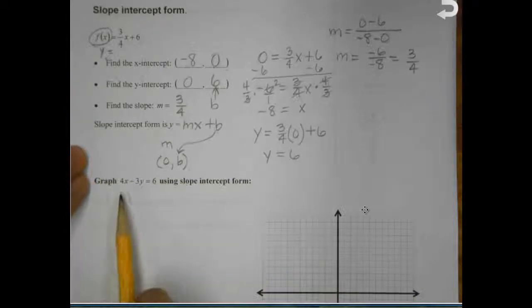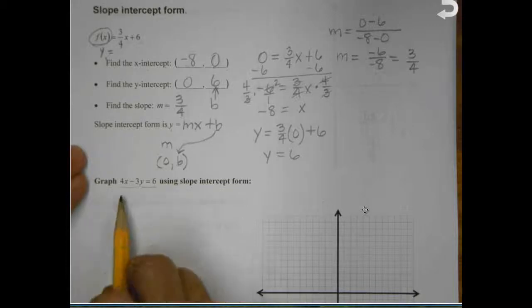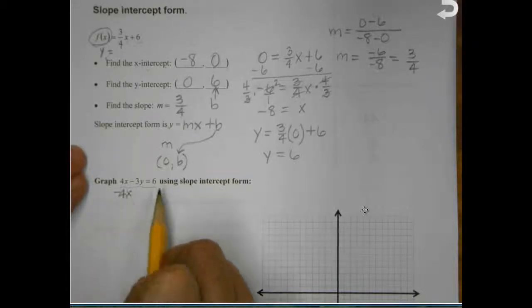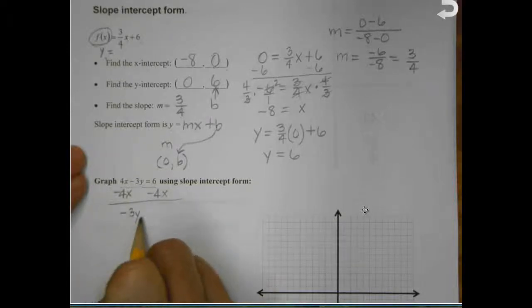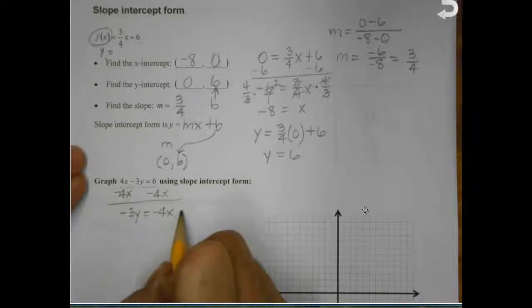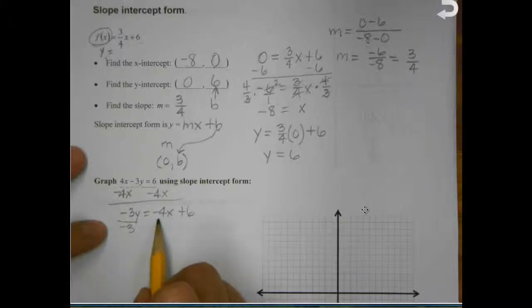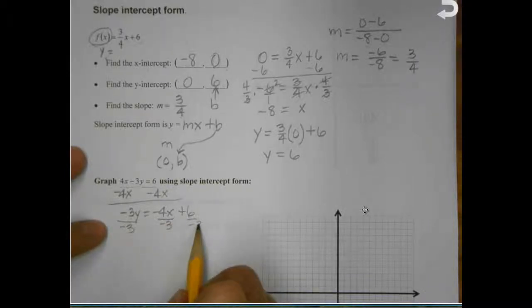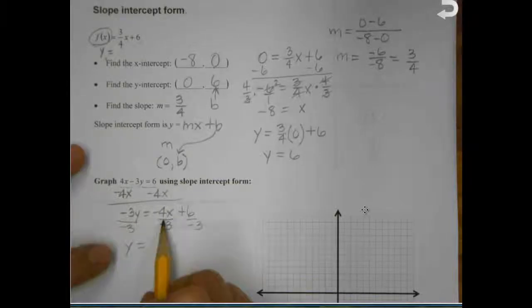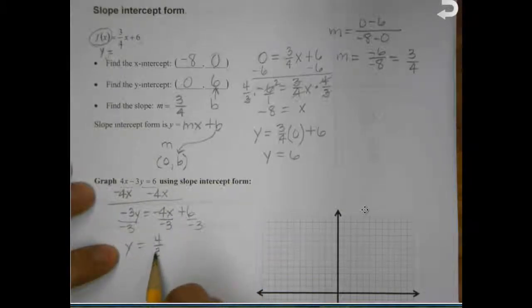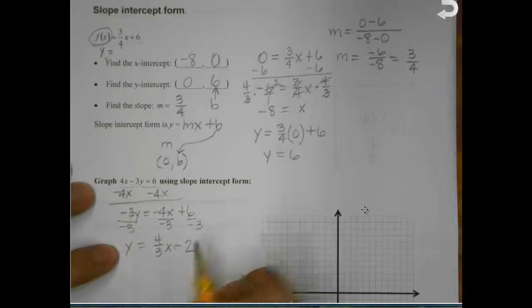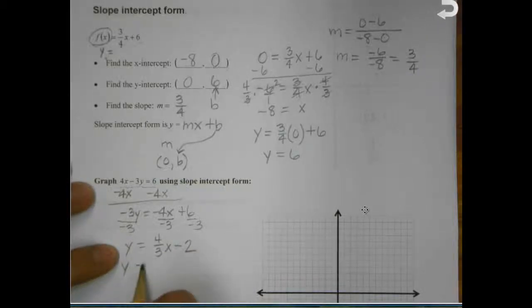Okay, if we want to use that concept, we take an equation that we're given and we want to solve it for y. So we'll put negative 4x, so we can move that to the other side, and we end up with negative 3y equals negative 4x plus 6. Now I want to get the y alone, so I'll divide every term, both sides, by that negative 3. And I end up with y equals 4/3 x minus 2.